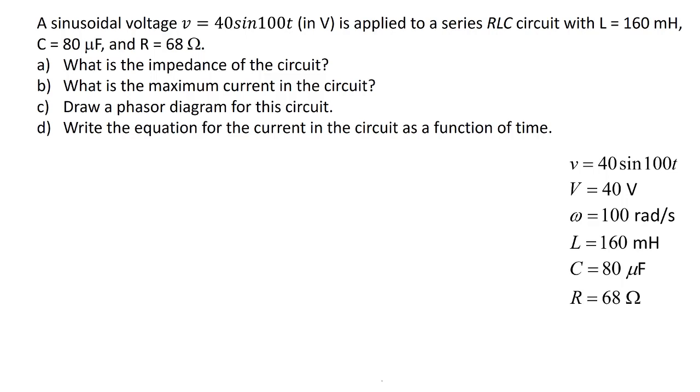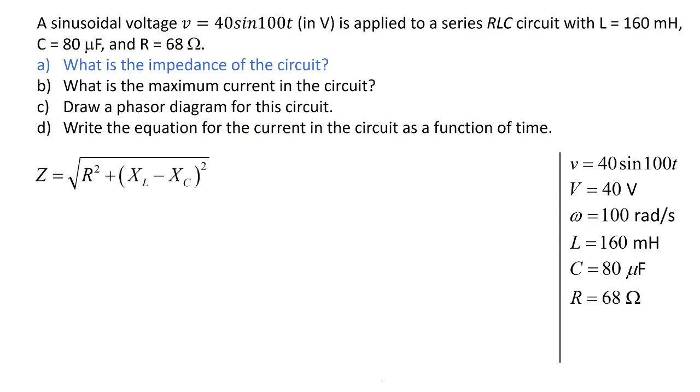In part A of the problem, we need to find the impedance of the circuit. Well, this is an RLC series circuit for which we know that the impedance can be calculated as the square root of the resistance squared plus the inductive reactance XL minus the capacitive reactance XC squared. All we have to do is find XL and XC. According to the definition, the inductive reactance XL equals the angular frequency omega multiplied by the inductance L.